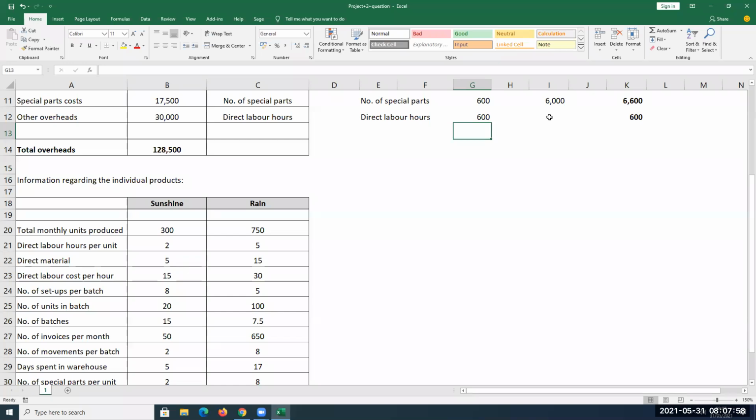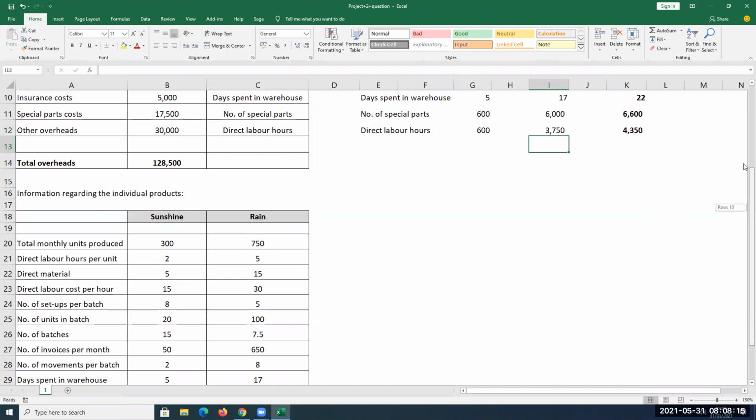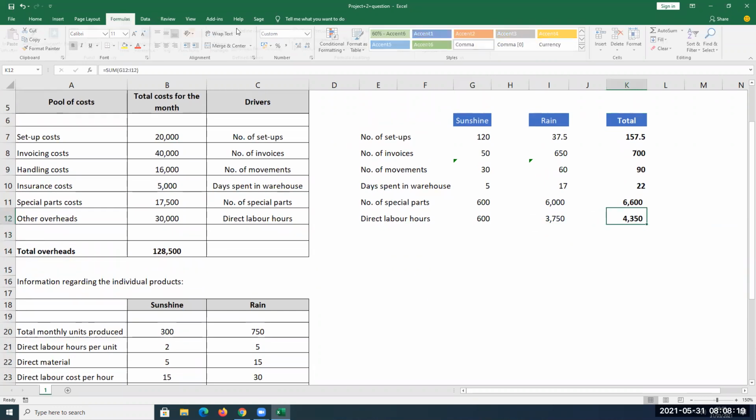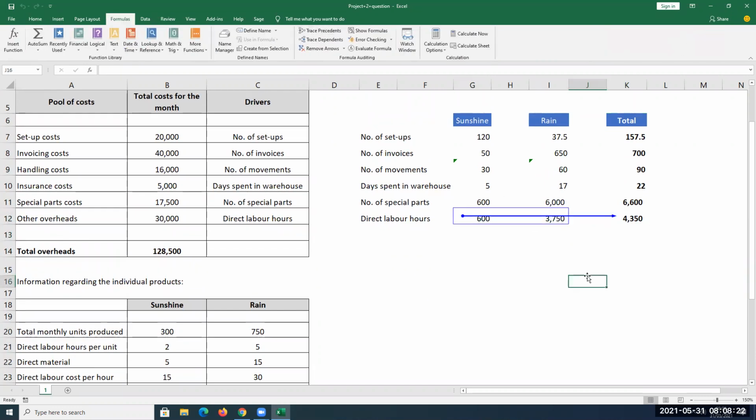For the second product, we need 5 direct labor hours to make 1 unit, multiplied by units produced, 750. So the total is 3,750. And the total direct labor hours of both products is the sum of these two figures, 4,350. So this table is done now.